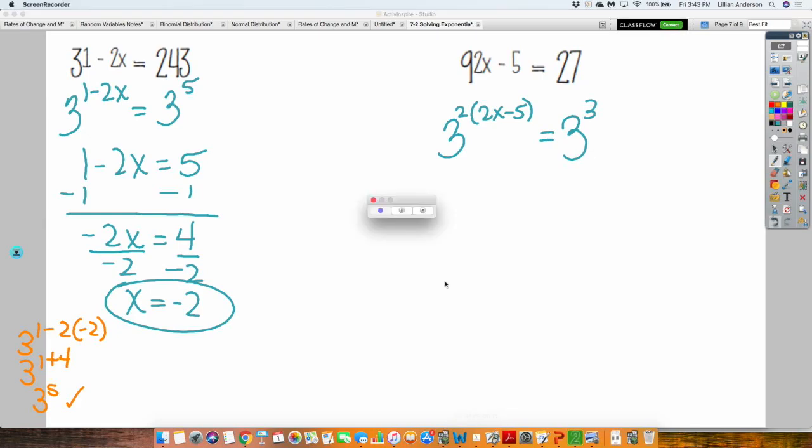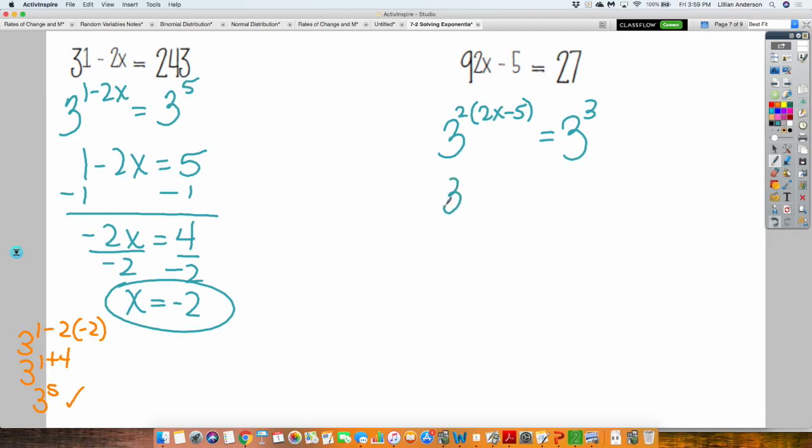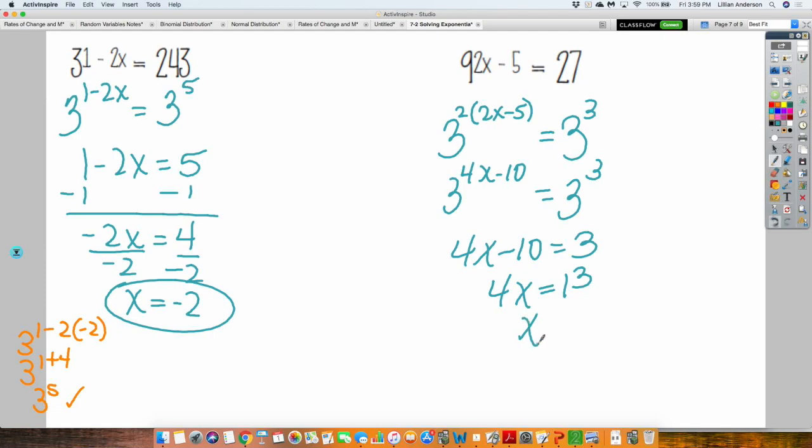Okay, this is 2, and it's being raised to the power of 2x minus 5. Power of a power says that you need to do what to these? You need to multiply, and yes, you're going to distribute that 2 to that 2x and the 5. So then it becomes 4x minus 10 equals 3 once you drop the exponents. So then you're going to do what? Add 10 and then divide by 4. So x equals 13 over 4.